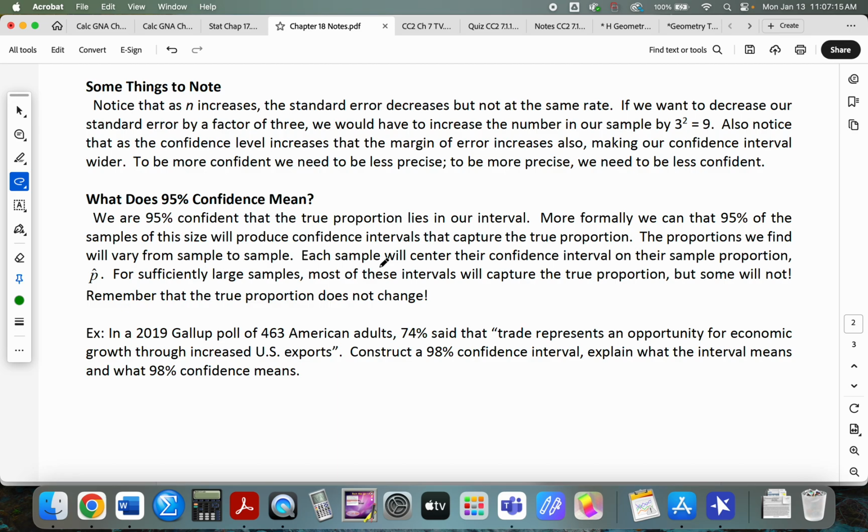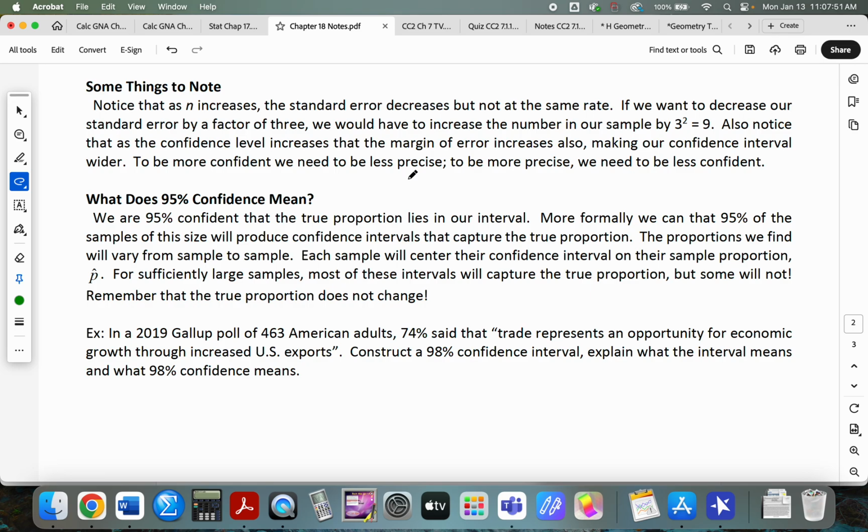Also notice that as the confidence level increases, the margin of error increases also, making our confidence interval wider. So to be more confident, we need to be less precise. This is what I always remember. If you want to be really confident, you need to be less precise. If you want to be really precise, be prepared to be less confident.